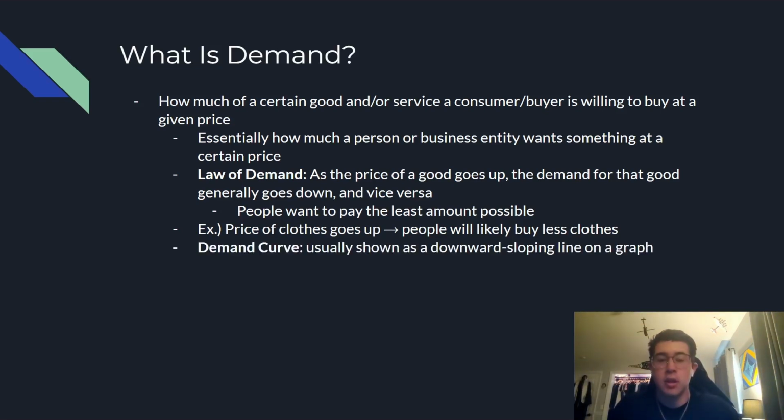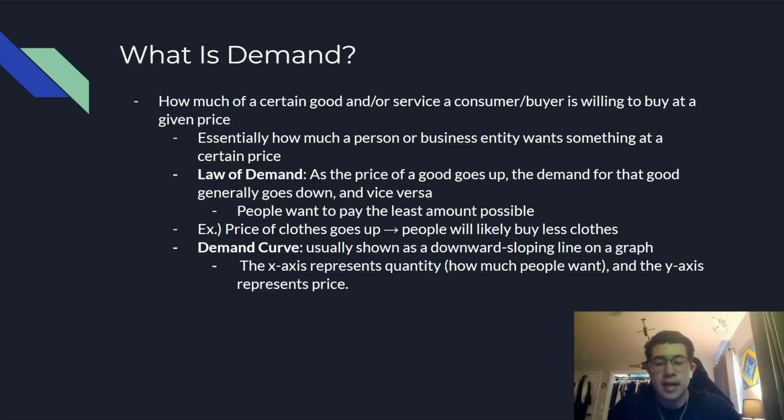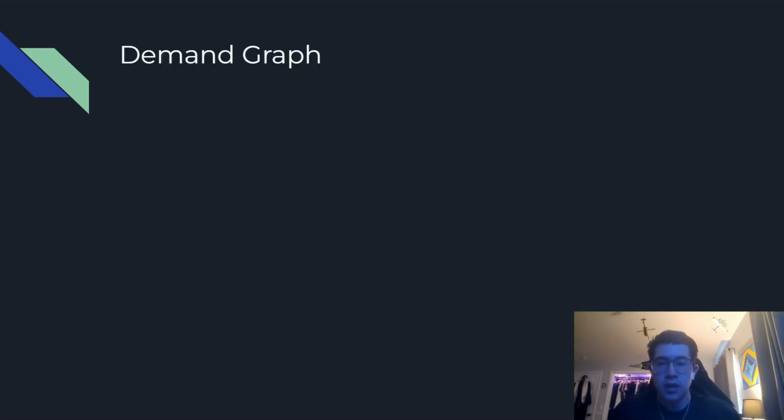And you can see this labeled on the graph. It's the same concept. It's usually shown as a downward sloping line. So supply is upward, demand is downward, right? The x-axis represents quantity, and the y-axis represents price. So exactly the same axes as the supply graph. As the price falls, the quantity demanded tends to go up. So let's look at this on a graph.